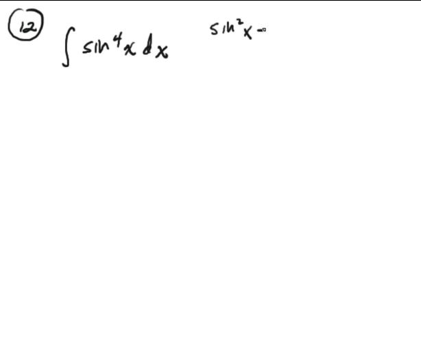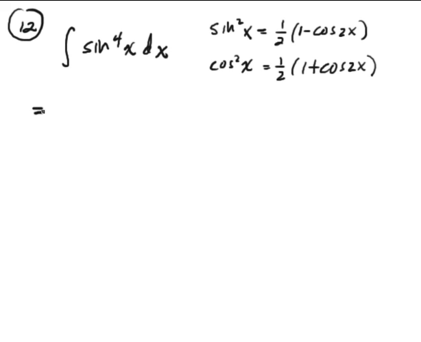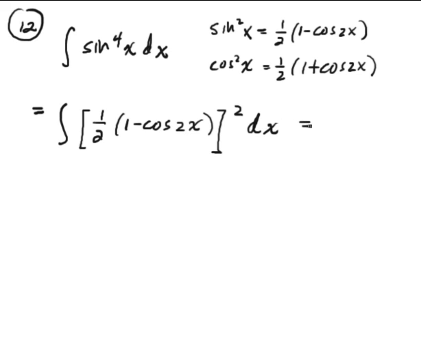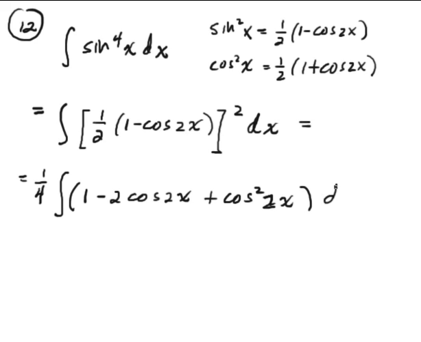Sine squared x is equal to 1/2 times 1 minus cos 2x. And cos squared x is equal to 1/2 times 1 plus cos 2x. All right, so in this case, we're going to substitute this right-hand side for sine squared, and sine 4th is sine squared squared. So we have 1/2 times 1 minus cos 2x, squared. Okay, so just square this out. So we have a 1/4 coming in front. And we'll square this, and we get 1 minus 2 cos 2x plus cos squared 2x dx.